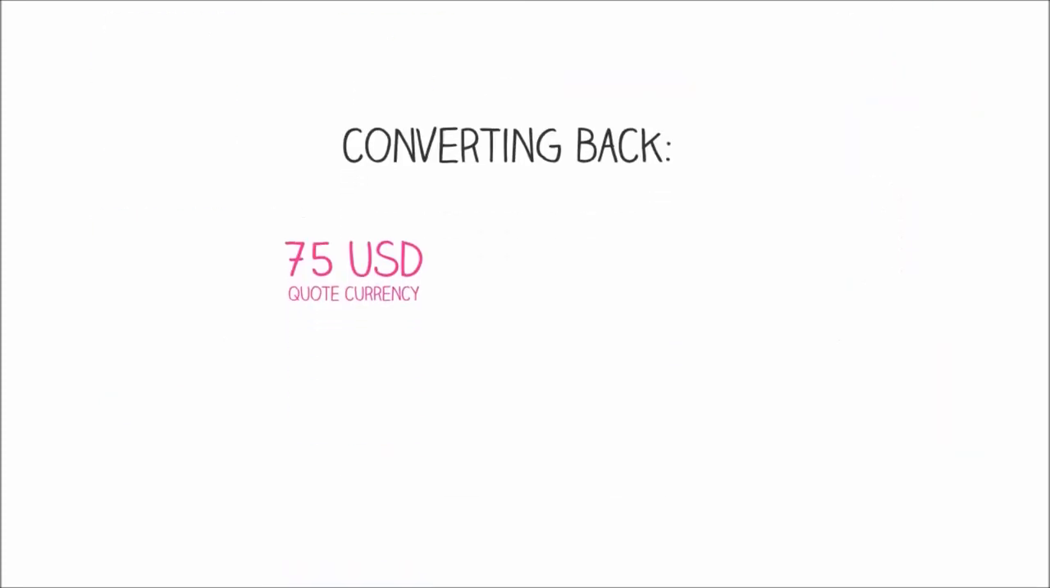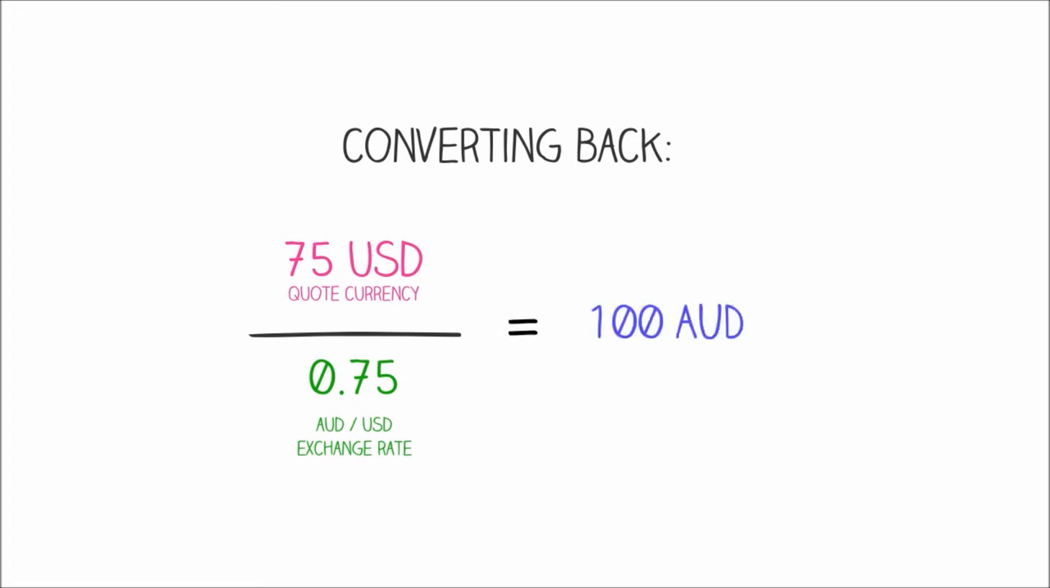If you want to convert backwards from US dollars to Australian dollars, then the process is just as simple. All you do is the opposite. Instead of multiplying this time, you simply divide the amount of US dollars you have by the exchange rate, which was 0.75. And as you can see, we get back to 100 Australian dollars.